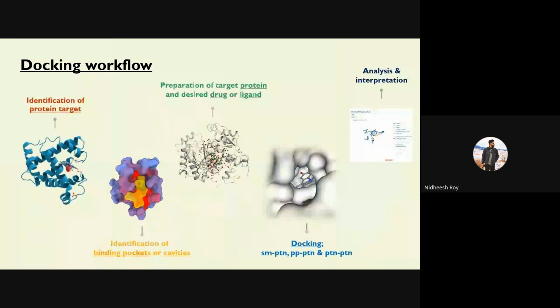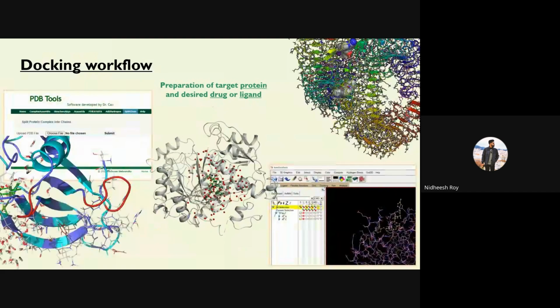The preparation of the target protein and the desired ligand. After identifying the protein target and binding pocket, the next and arguably most important step in docking is the preparation of the target protein and the ligand. Many docking errors originate not from the docking algorithm, but from inadequate preparation.